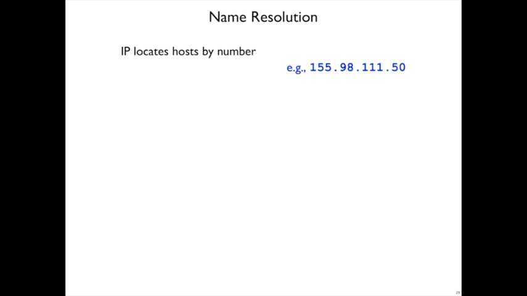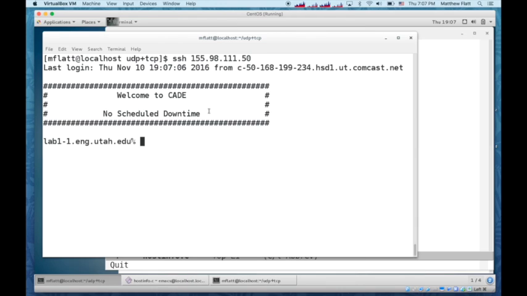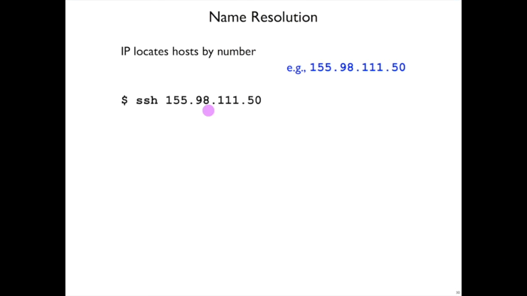IP's addressing scheme, these four numbers separated by a dot, are visible to computer users. For example, we could SSH to that particular number, 155.98.111.50. If we do that, then we end up logged into the CADE machine lab1eng.utah.edu, and that name, lab1, is what we usually use instead of numbers.